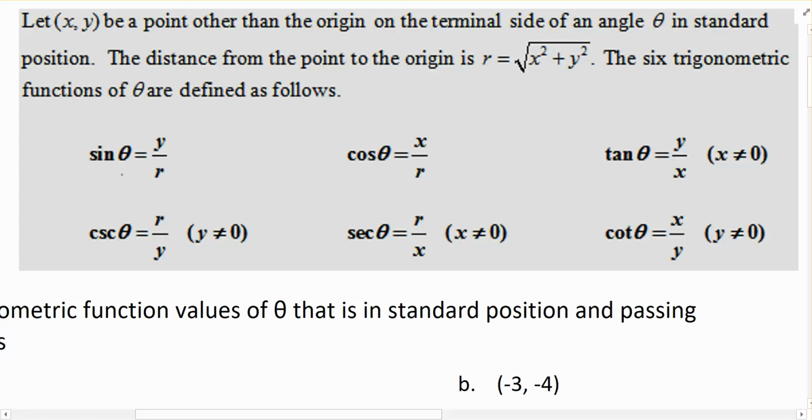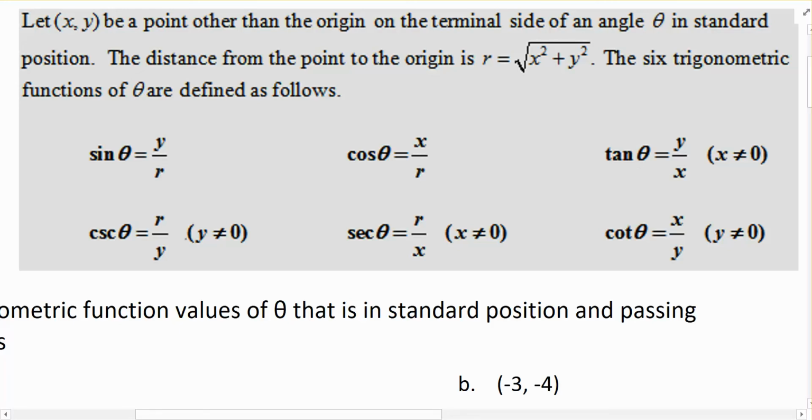So here I've got the sine of theta. Sine of theta is defined as the ratio of side y divided by r. Cosine of theta is defined as side x divided by the hypotenuse r. And tangent of theta is defined as side y divided by side x. Sine, cosine, and tangent are the 3 most common ones that we see. Those are the ones that you would see on your graphing calculator.